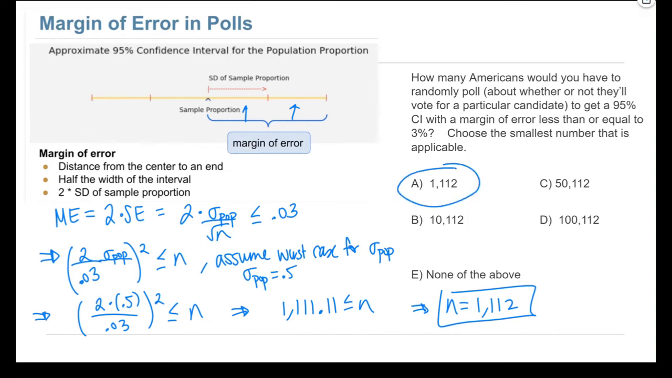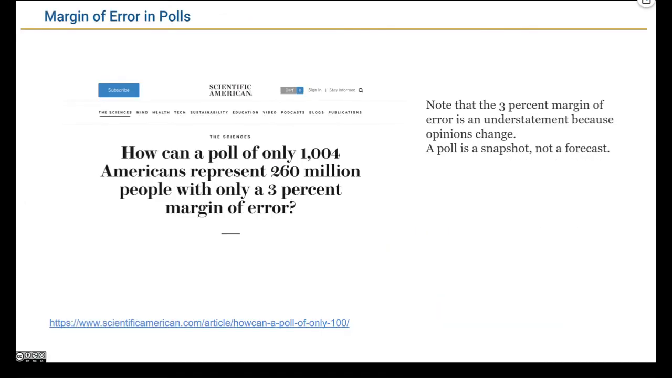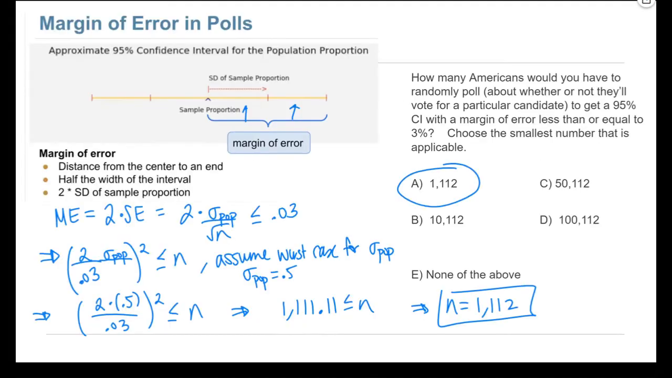This is in fact pretty remarkable if you think about it, and it was actually the topic of a headline from an election in the past. This was quite a while ago, 20 years ago, from 2004, but it was pointing out how amazing it is that a poll of just over 1,000 people can represent so many people with such a small percentage of margin of error. We'll point out that the margin of error for 1,004 is slightly more than 3%. It's 3 point something, because our exact 3% would require a few more people.